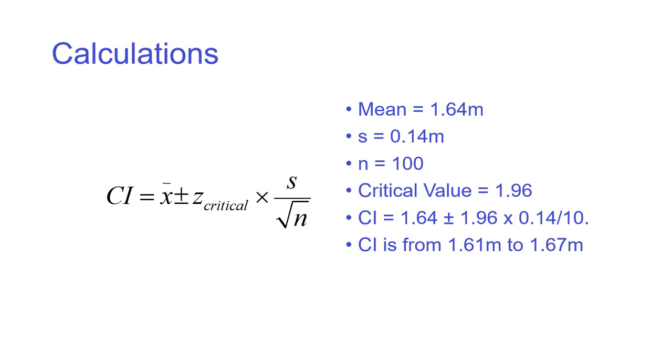So the confidence interval is from 1.61 meters to 1.67 meters. That's quite a narrow confidence interval. It's only 3 centimeters above and 3 centimeters below the mean.